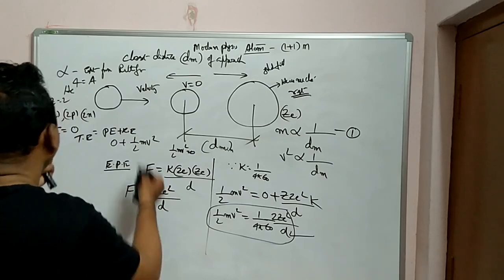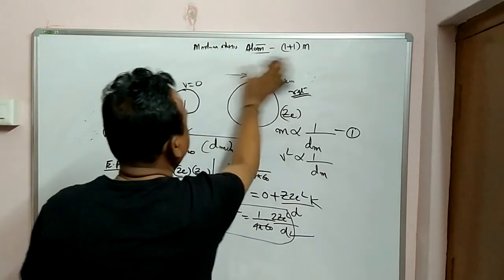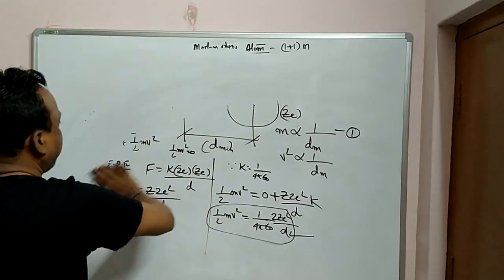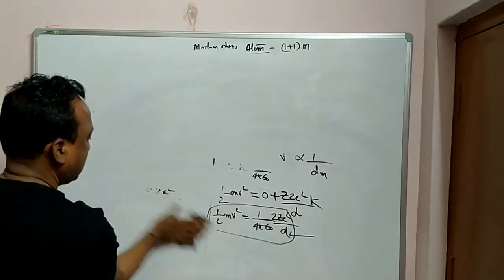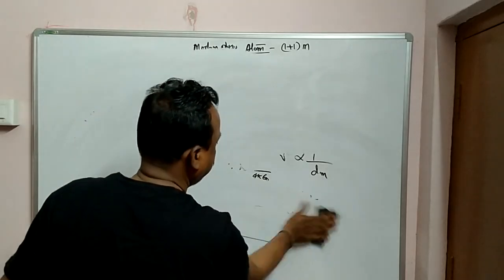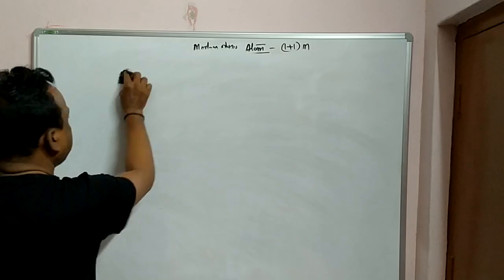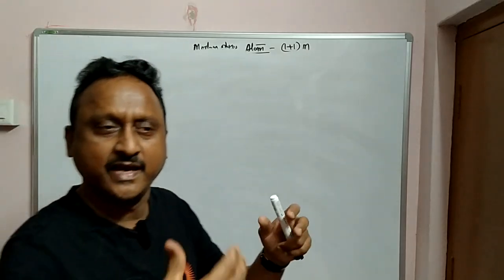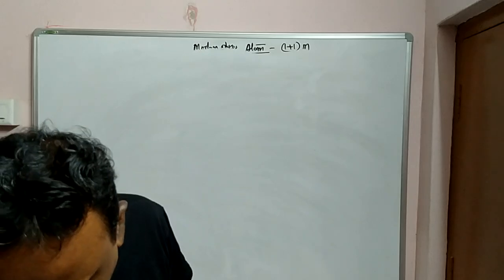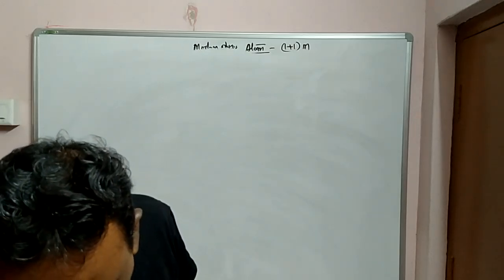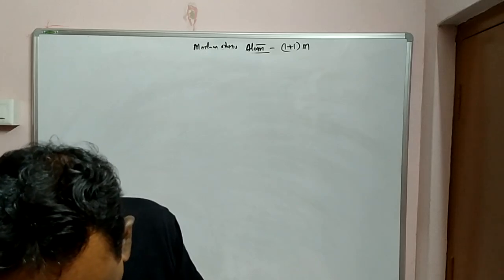Clear? Right. So this is about the closest distance of approach. Very, very important from the examination point of view. Closest distance is inversely proportional to mass and inversely proportional to the square of the velocity of the alpha particle, which is coming and trying to hit the heavy nucleus. Clear?